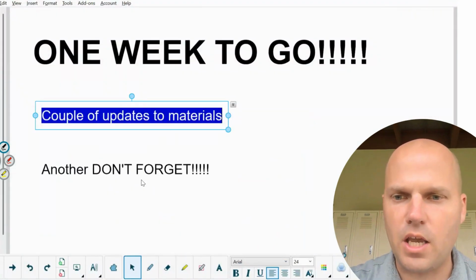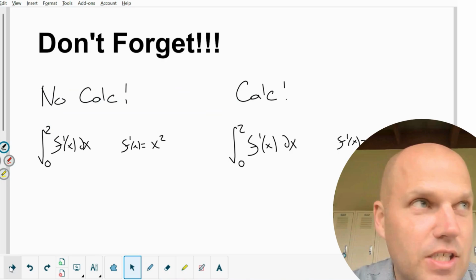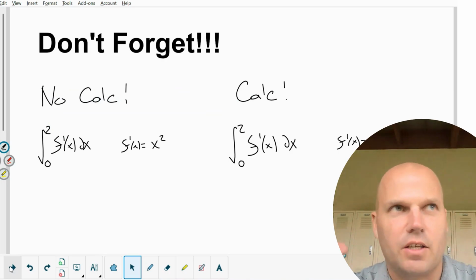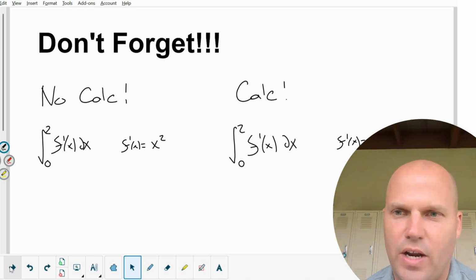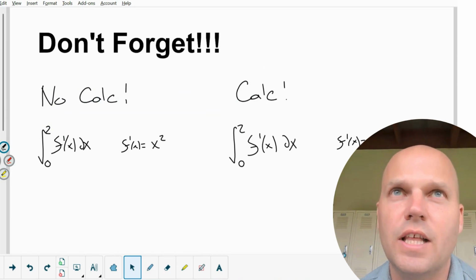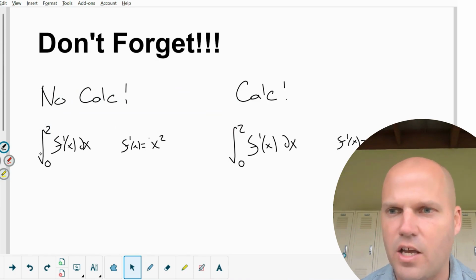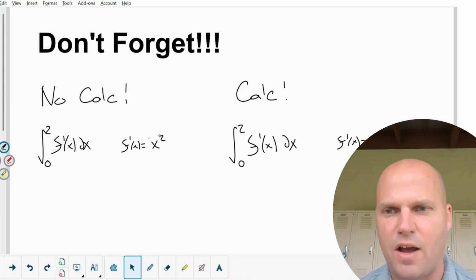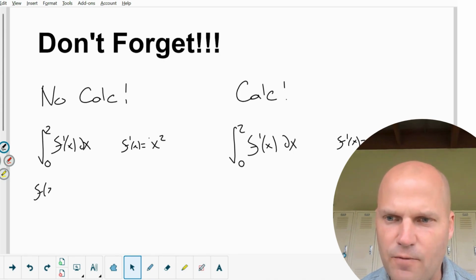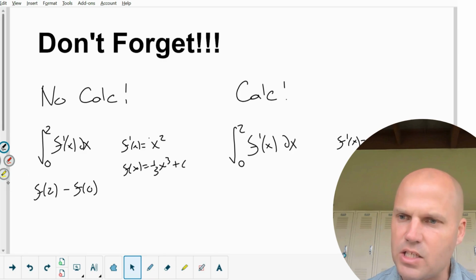One key, don't forget, I feel like with a lot of students as they're taking the multiple choice, they are getting to this situation where they don't have a calculator, I have a calculator, and they're thinking that they don't have the tools that they need to get the answer. Remember, without the calculator, if you're trying to accumulate f prime from 0 to 2 and you have f prime, you know that's equal to f of 2 minus f of 0. Great. Well, you can take the antiderivative to get 1/3 x cubed plus c. You don't need the c.